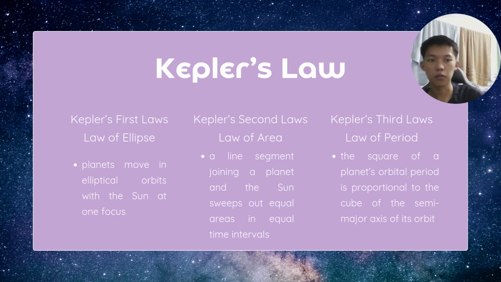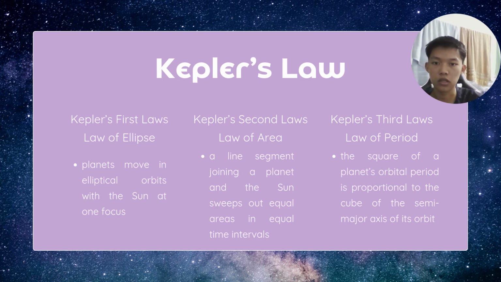The second is Kepler's law. Kepler's laws of planetary motion describe how planets orbit the sun. Kepler's first law is the law of ellipses. The law of ellipses states that the planets move in elliptical orbits with the sun at one focus. It means that their distance from the sun changes throughout their orbit.